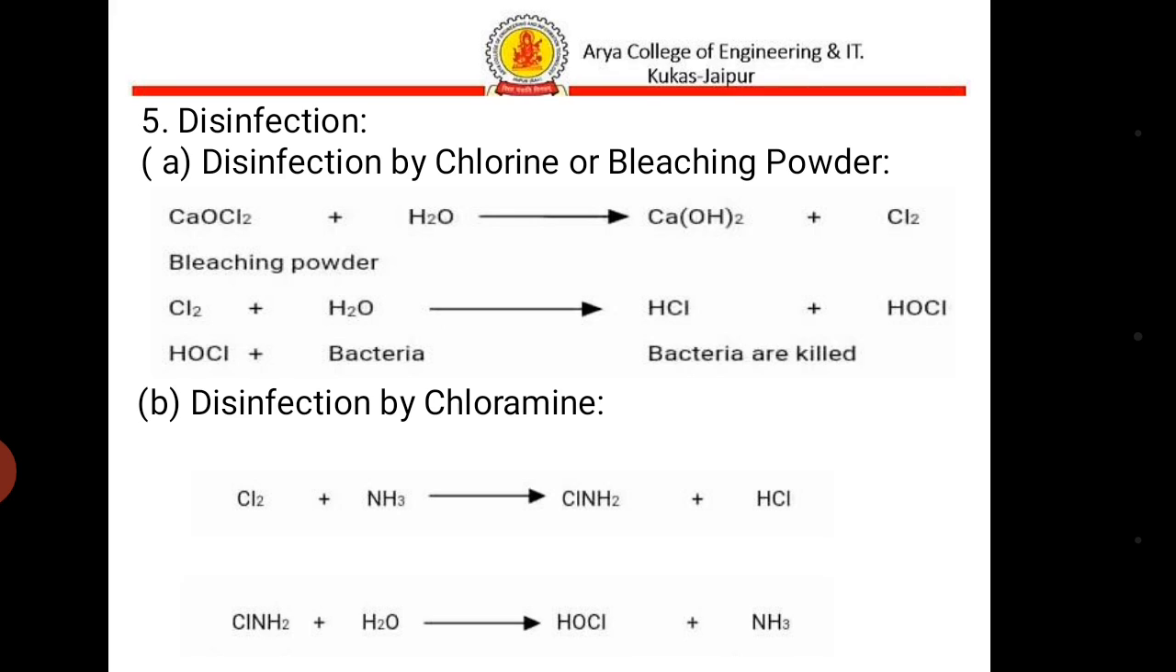B. Disinfection by chloramine. Chloramine is much more lasting than chlorine. It is a weaker disinfectant compared to free chlorine. Chloramine is obtained by mixing chlorine and ammonia in 2:1. Chloramine reacts with water and forms hypochlorous acid. Here hypochlorous acid acts as a germicide.